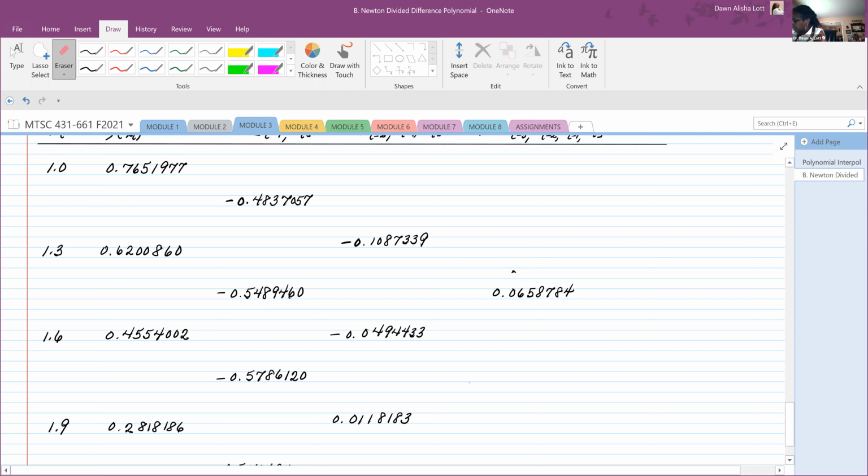And then down here, this one is 0.0680685. Okay, how did I get this value? So how did I get this one? I took this divided difference minus this divided difference, and then that is over 1.9 minus 1.1 minus 1.0. Okay, so I traced it back.